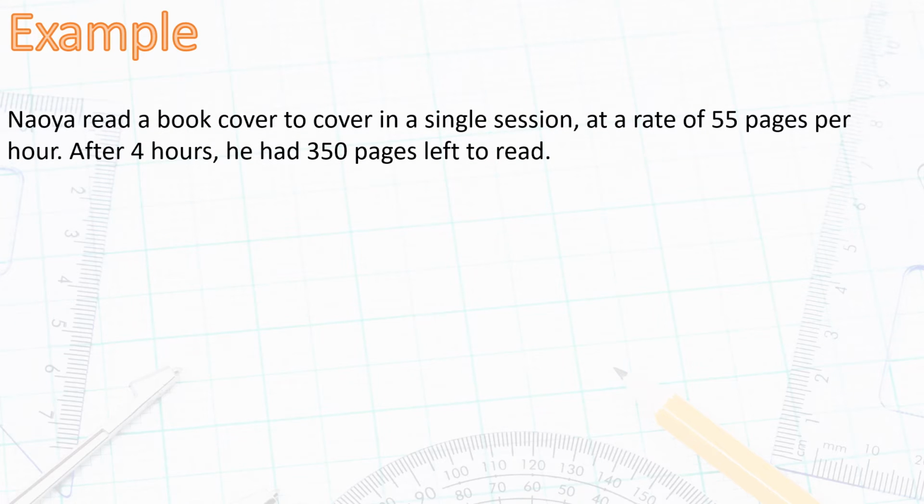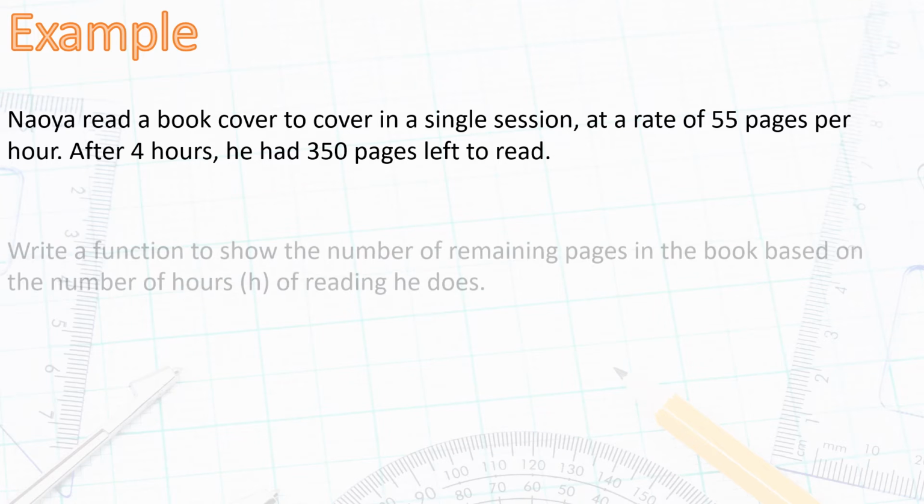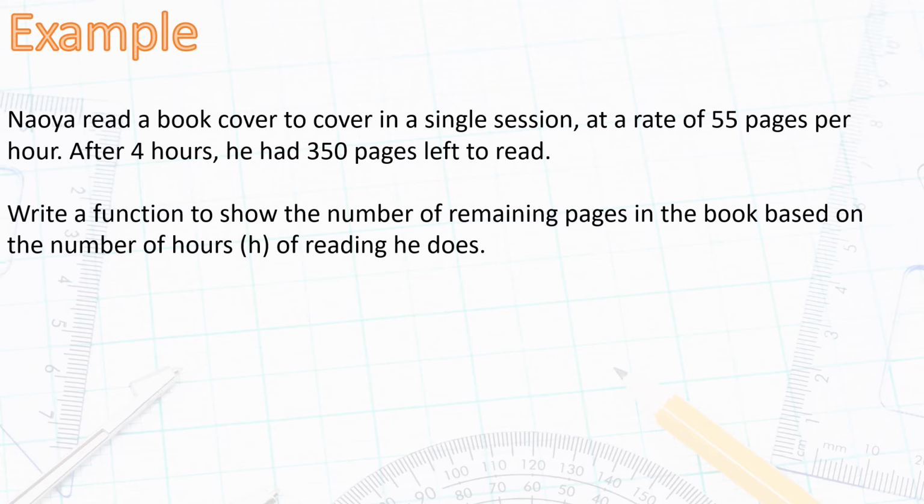All right, Naoya read a book cover to cover in a single session at a rate of 55 pages per hour. After 4 hours, he had 350 pages left to read. Write a function showing the number of pages remaining in the book based on the number of hours h of reading that he does. So again, we have the variable given to us. Pause the video, try and write a function that would show this, number of pages remaining in the book, and then come back and see how you did.